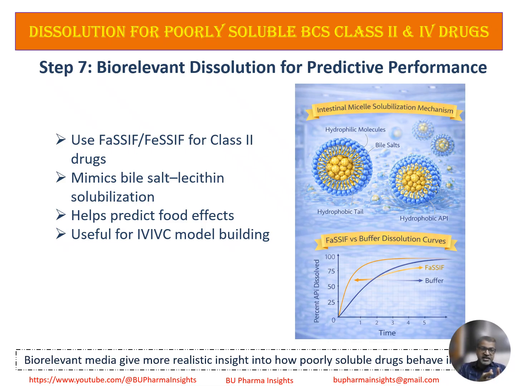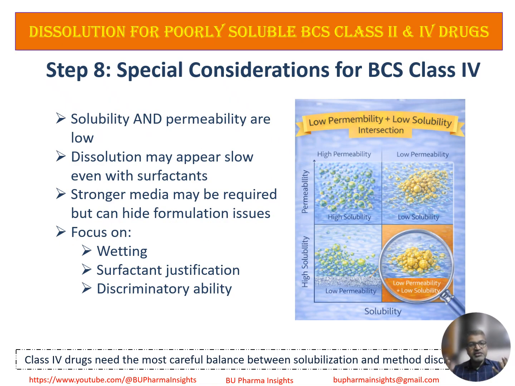For many BCS class II drugs, food dramatically increases solubilization. That's why testing in biorelevant media is so important. FaSSIF and FeSSIF mimic bile salt and lecithin action. This helps predict fed versus fasted behavior in patients. It also supports IVIVC model development. Biorelevant testing leads to better clinical predictability. Regulators closely review any use of surfactant or strong media. Why? Because the risk of a non-discriminatory method is high.